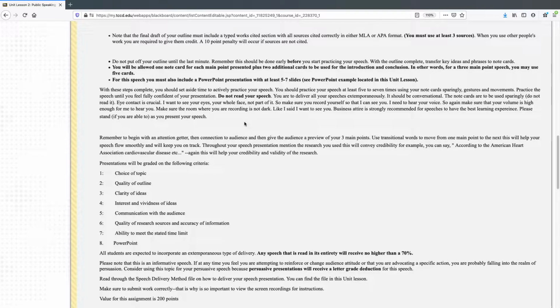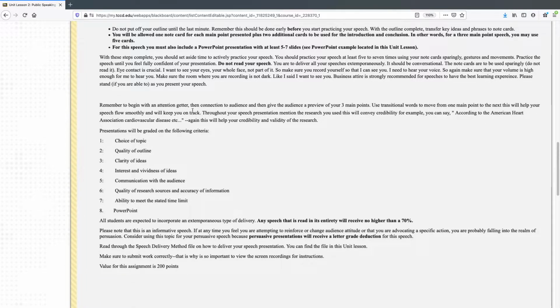I want to see your eyes, your whole face, not part of it. So make sure you record yourself so that I can see you. I also need to hear your voice, so make sure that your volume is high enough for me to hear you. Make sure the room that you are recording in is not dark. Again, it's so important that I see you, the presenter. Business attire is strongly recommended for speeches to have the best learning experience. And if you're able to, please stand as you present your speech.